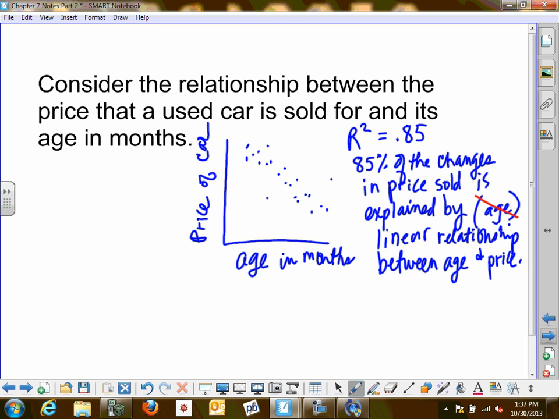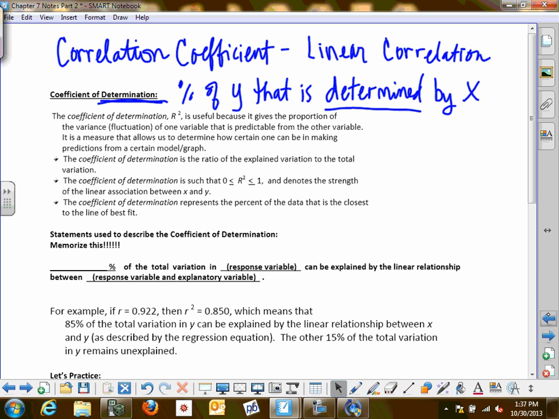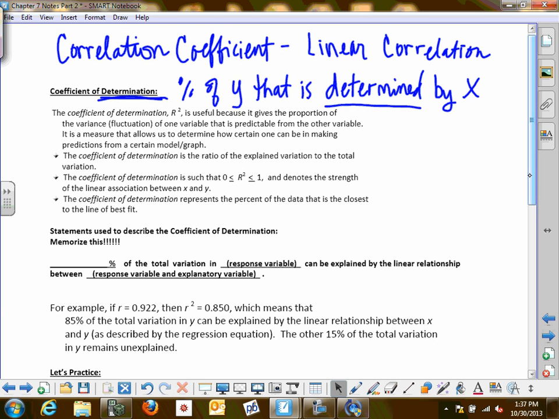Okay, so let's think about that. 85% of the reason that the prices are different whenever you sell your car has to do with its age. 85% of the reason that the prices are changing has to do with the different ages of the cars that are being sold. What could the other 15% be attributed to? The type of car. How about the mileage on the car, how much it's been driven. The features, the condition. So 15% is happening because of something else. Alright, so now let's go back, now that we have that contextual idea going on.